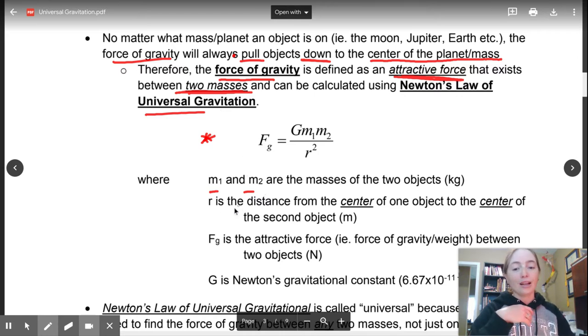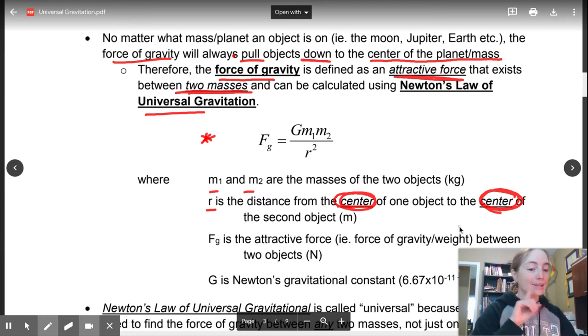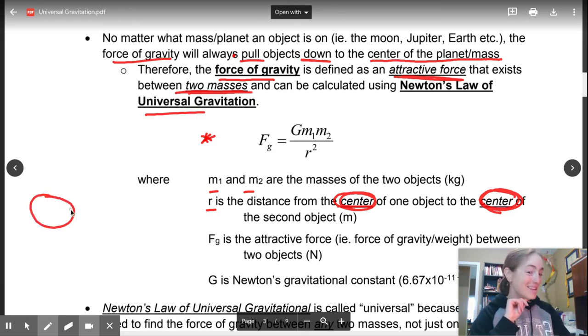So R is the distance from the center of the object to the center of the second object. That is important, okay? So, ladies and gentlemen, less than subtle hint. And I would also say on a test, because I do give a test question like this, but you guys don't get to see it because we're not doing tests.